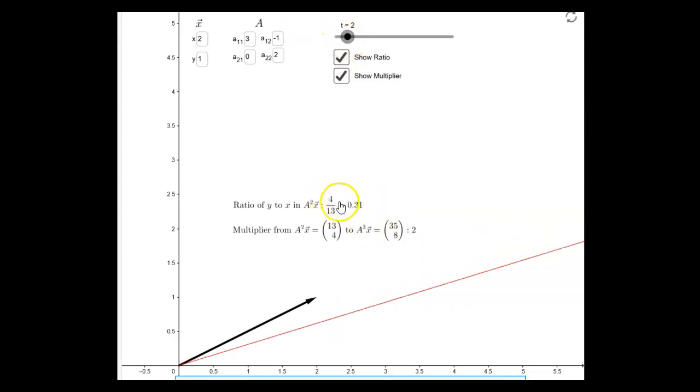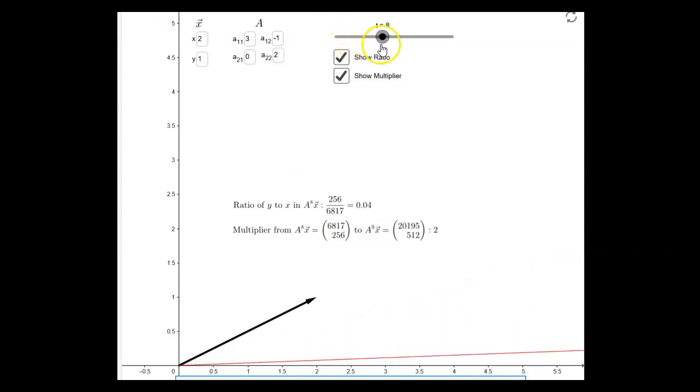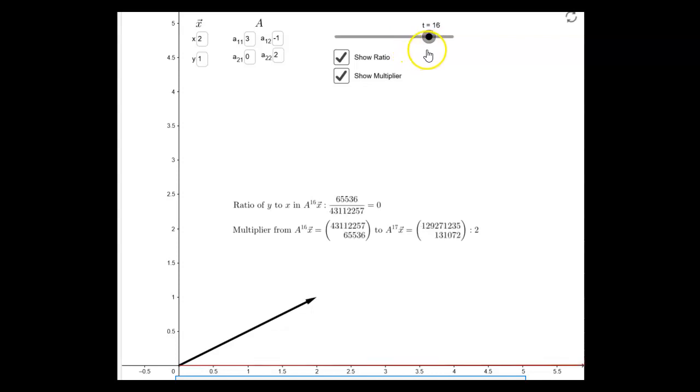And you can see what's happening here now. A squared times the initial vector produces 13 and 4 as its components. That's the components of this red vector, with the ratio of y to x of 4 to 13, which is 0.31. If I continue to do this, watch what happens to that vector. It's progressively rotating in the direction of the dominant eigenvector with the largest eigenvalue. So you can see at this point that A to the 17th times that initial vector produces this ugly vector here, 1, 2, 9, 2, 7, 1, 2, 3, 5 as the x component, 1, 3, 1, 0, 7, 2 as the y component.